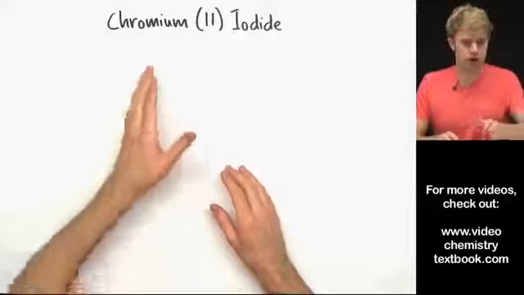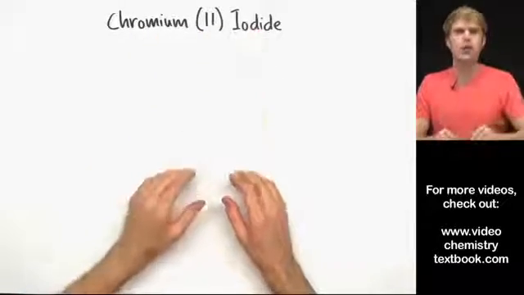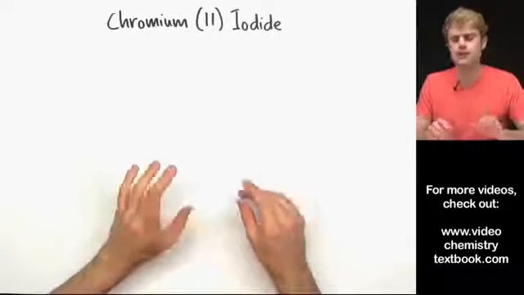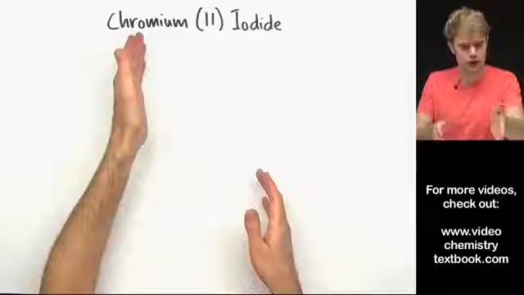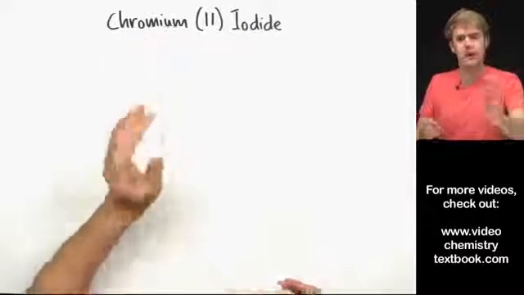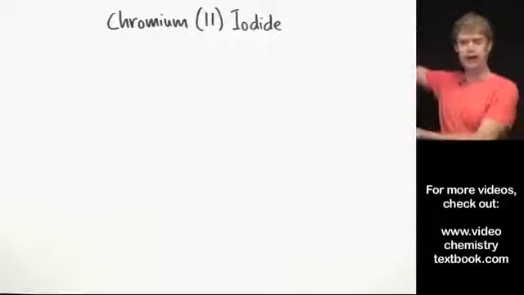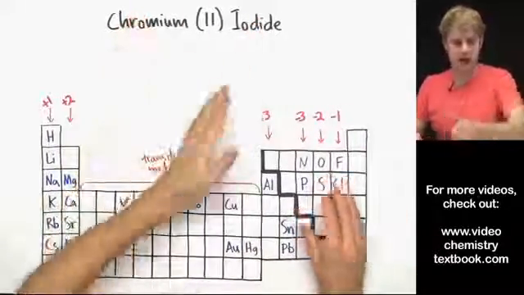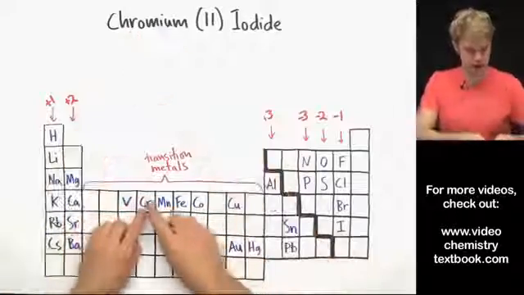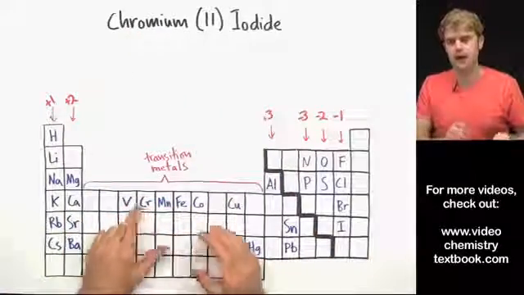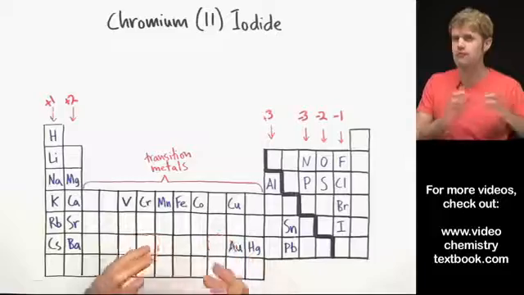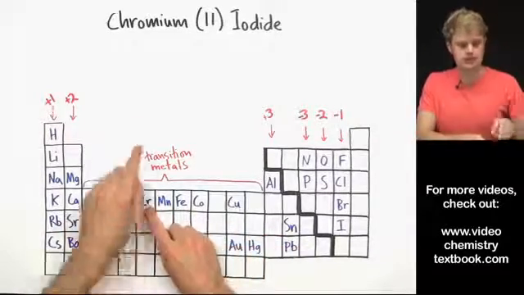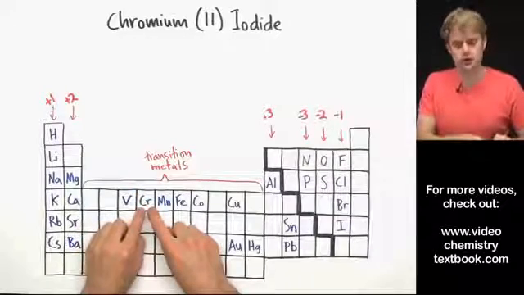Here's our first example, chromium 2 iodide. We want to write a formula for it. Now, when we're writing ionic formulas, the first thing we want to do is find out the charges of the ions in the compound. And we often do that by looking at where they are on the periodic table. So here we have chromium and iodide. Chromium, Cr here, is a transition metal. And transition metal ions can have a variety of charges, so you can't tell just by looking at the periodic table what the ionic charge is.